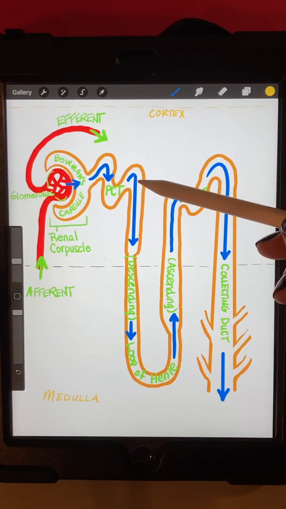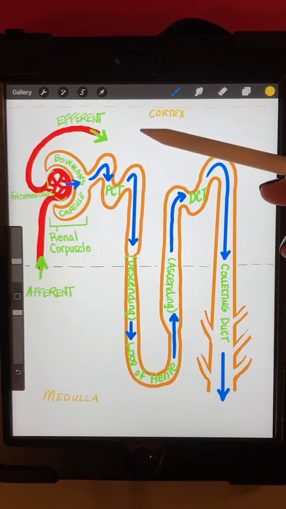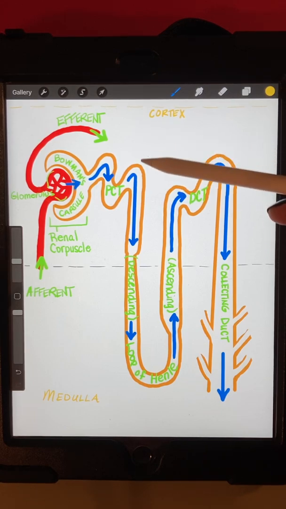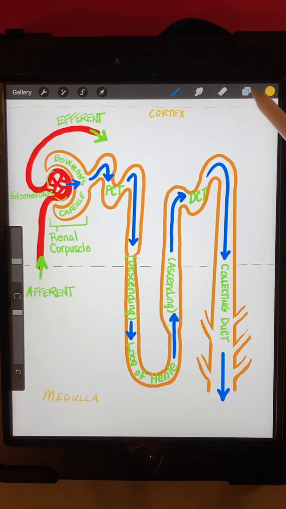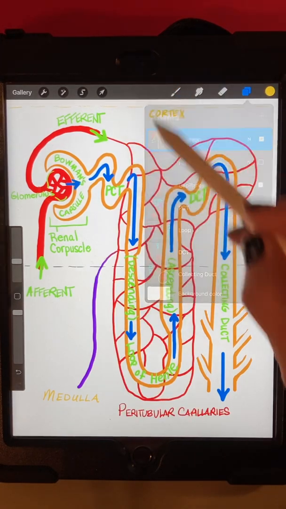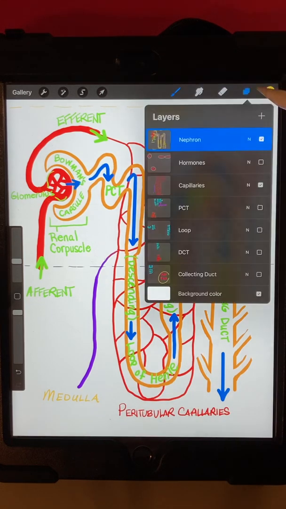Reabsorption is when the body reabsorbs solutes or water from the nephron into the interstitial fluid around the nephron, and that it's taken up by the peritubular capillaries and returned to the circulation.